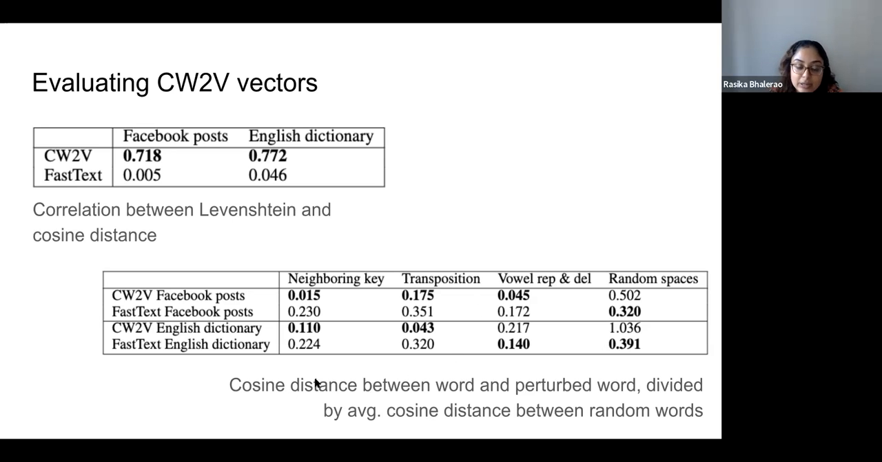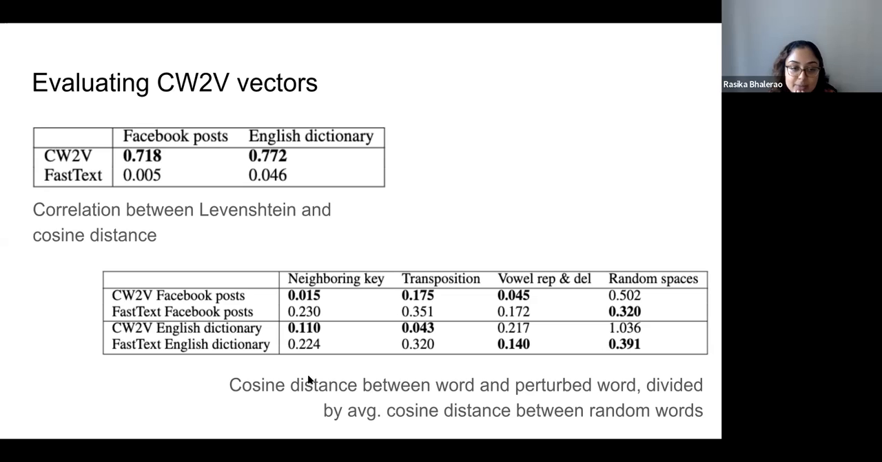Down here, we also evaluated if you perturb a word, does that change the vector more than just having a completely different word? So we took the cosine distance between a word and a perturbed word, perturbed using each of these four column names, those four perturbations. That cosine distance is divided by the average cosine distance between random words. So a smaller number is better here because it means that perturbation changes a vector less than just switching the word to a different word.